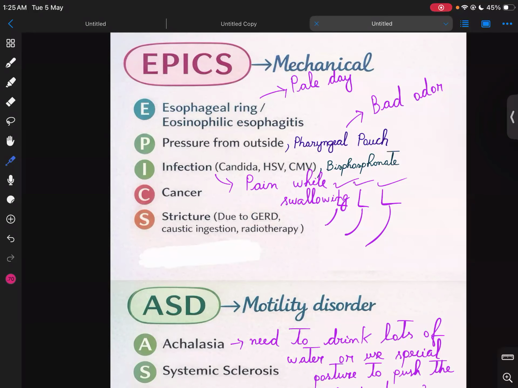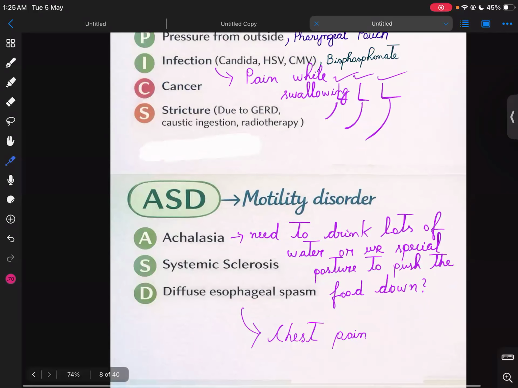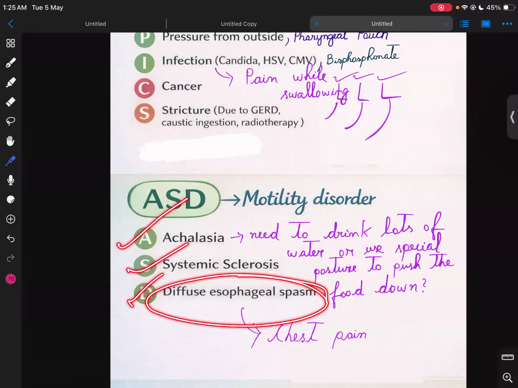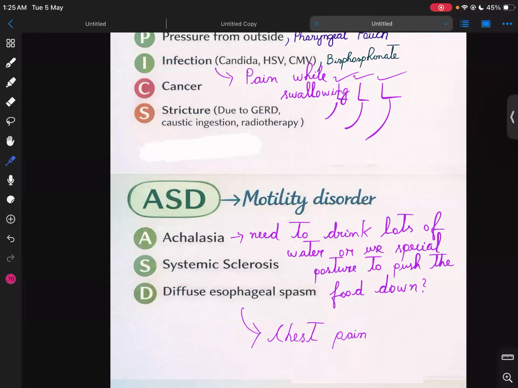Okay, Dr. Malik. ASD. A stands for achalasia, S stands for systemic sclerosis, and D stands for diffuse esophageal spasm. Is there any other way, doctor, I can help you?